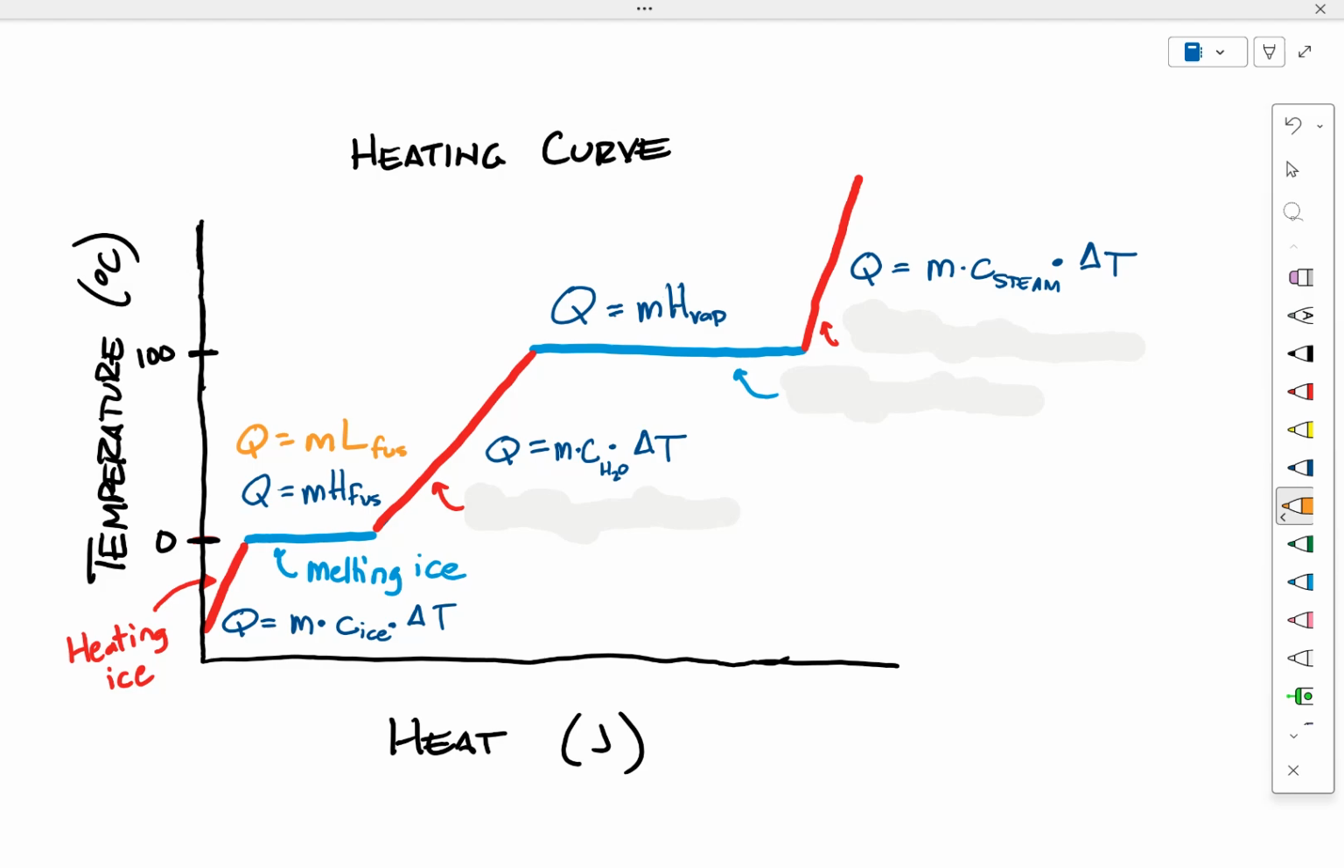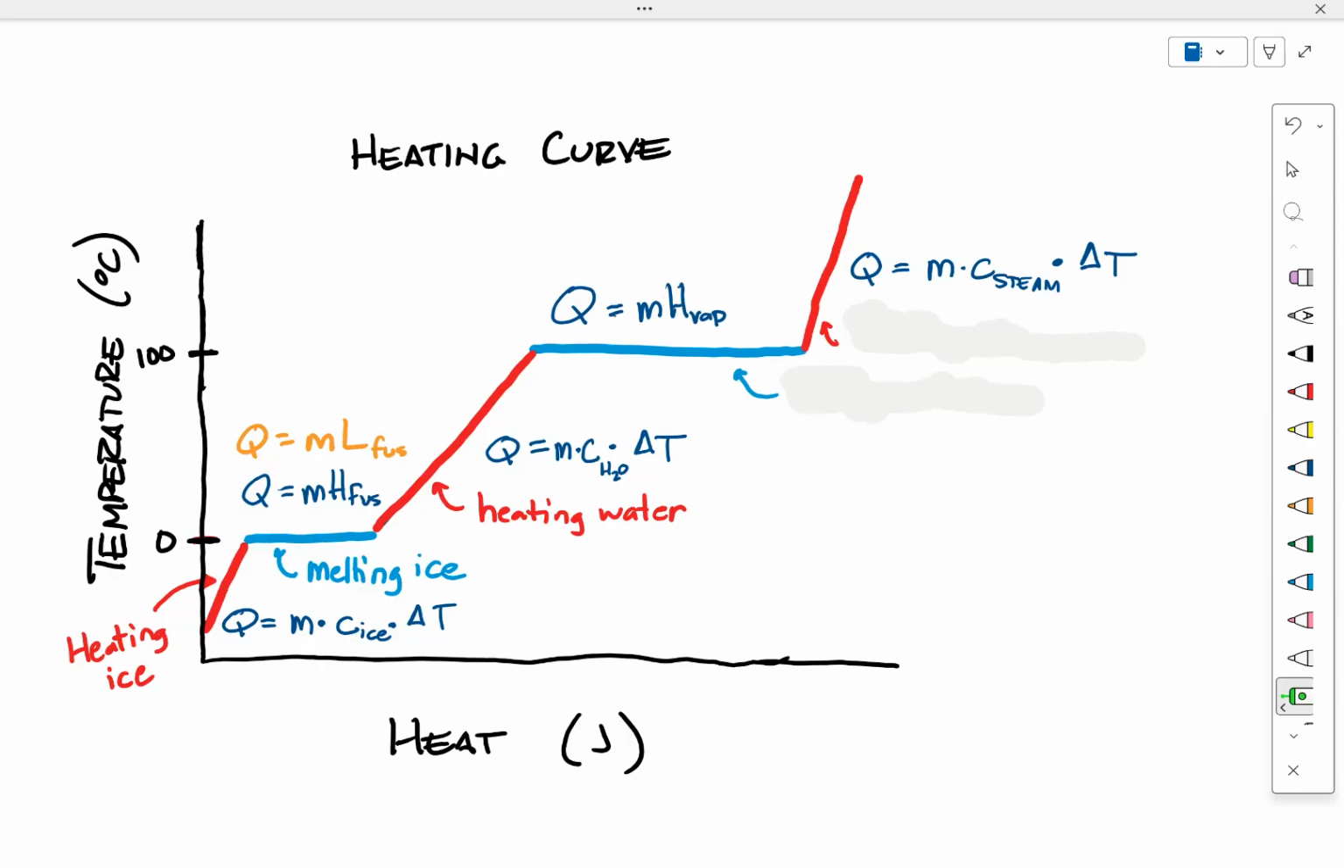When we get to the next section of the graph, we see there that represents water being heated. So at that point, we employ a different equation. This equation, the equation for calculating heat, shows that heat is equal to the mass times the specific heat capacity for liquid water times the temperature change.